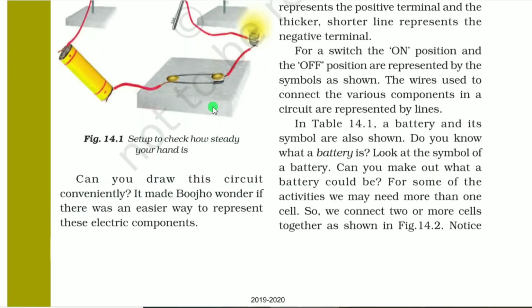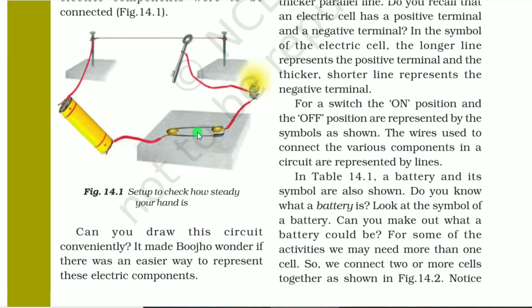Okay, so after just watching this figure, is this figure convenient to you? Actually, we make it more convenient by using some symbols. That's why symbols have been introduced in the physics chapter. Instead of drawing so many things inside the answer sheet, it will be easier and more convenient if we use symbols instead of this battery, this wire, this safety pin, and this bulb. So that's why symbols are needed.